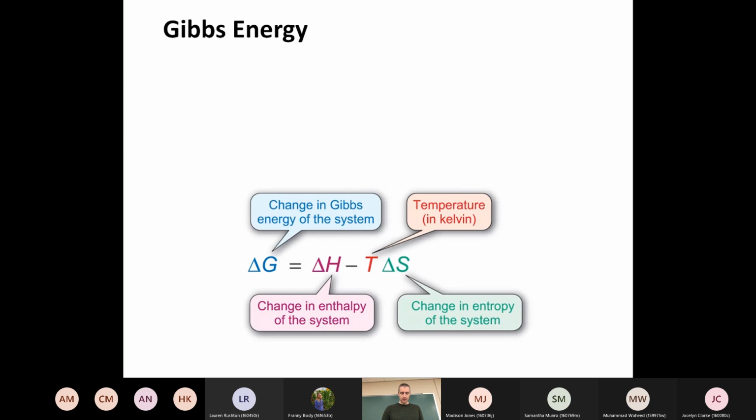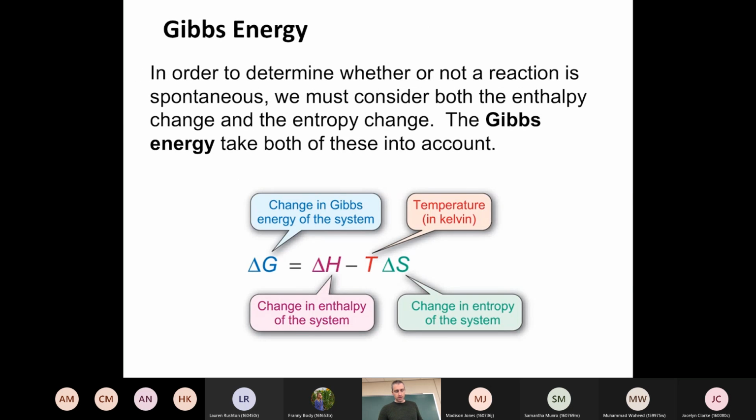Cool. Now, there's another way of looking at this. It's essentially the same thing. It's another way of applying the second law. And this is a much more common way that people use to apply the second law, whether they know they're doing it or not. And it's using a type of energy that we call Gibbs energy.